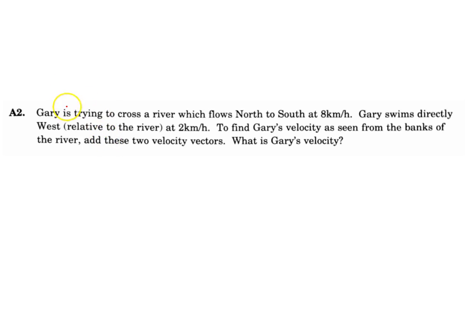Next example, we've got Gary, who is going to swim across a river. The river is flowing from the north to the south at a certain speed. So that's a velocity, right? Direction and speed. Gary is swimming in the water directly west. So he's going straight across. Well, that's what he wants to do, maybe. In the water, he's swimming due west, but he's not going to go due west because he's being carried downstream while he's swimming across. We want to find Gary's velocity as seen from the banks of the river. That means we're going to add these two velocity vectors.